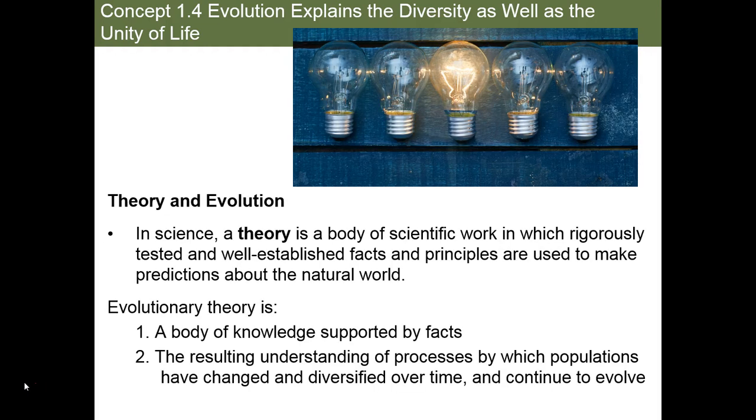Next, we're going to talk about theories in science and how evolution can be measured. Theory in science is a body of scientific work in which rigorously tested, well-established facts and principles are used to make predictions about the natural world. In science, if something is a theory, it carries a lot of weight behind it.